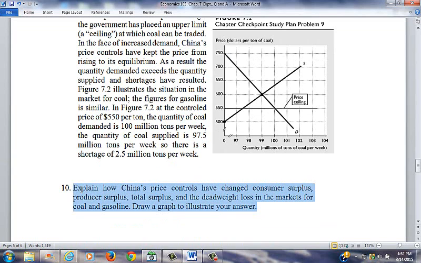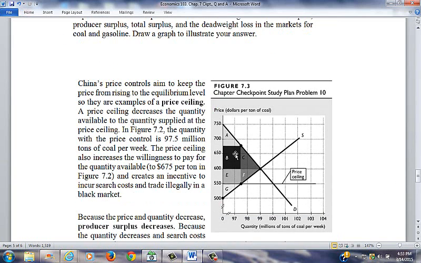Explain how China's price controls have changed consumer surplus, producer surplus, total surplus, and the deadweight loss in the markets for coal and gasoline. Draw a graph to illustrate your answer. So here's a graph. It's identifying different portions of the graph. I'll review all those portions. China's price controls aim to keep the price from rising to the equilibrium level. So they are examples of a price ceiling.